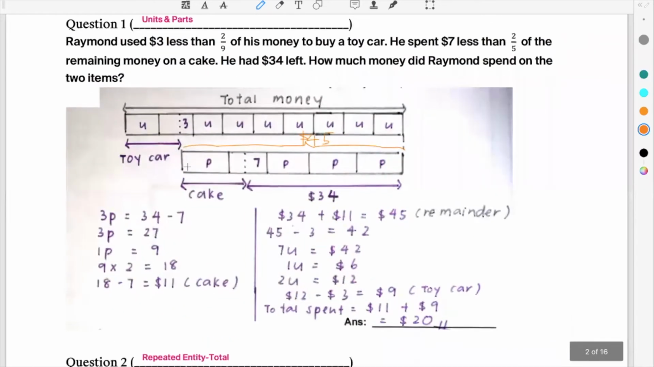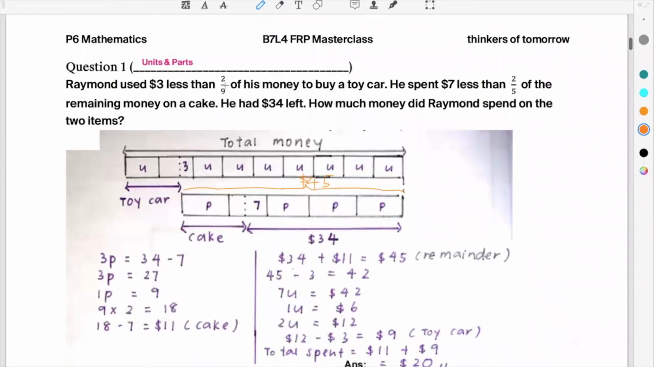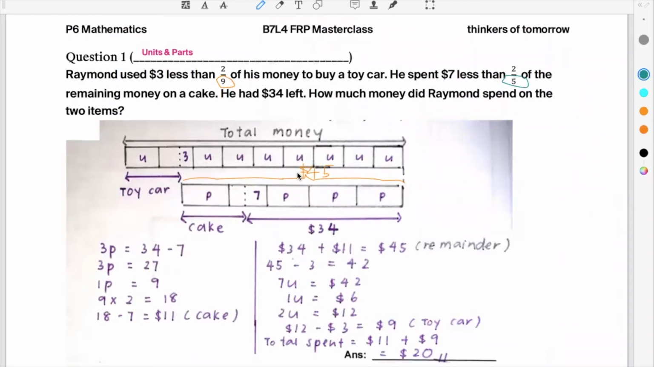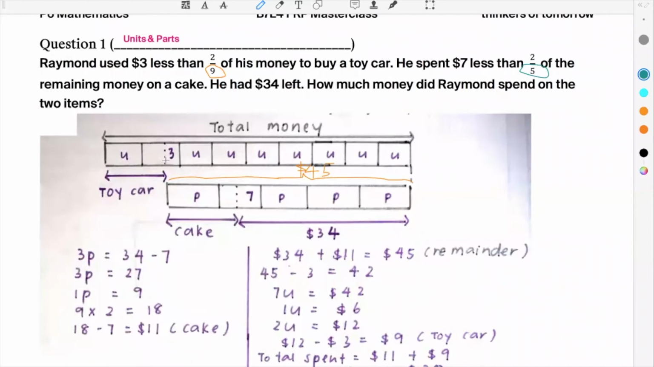Now, why do I call this units and parts? Because this 9 refers to the total money, and this 5 refers to the remaining money, different subjects. So this 9 is 9 units, and 5 is 5 parts of the remainder. Do not copy blindly, listen to my annotation, please. This 9 units here refers to the total money. Look at my first layer, everybody: 1, 2, 3, 4, 5, 6, 7, 8, 9. I have 9 units of the total money.